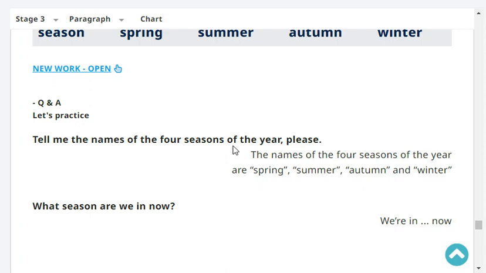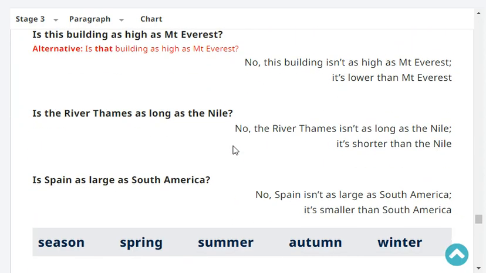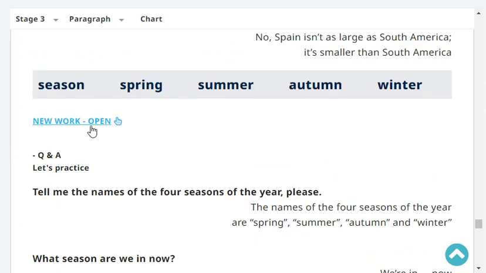Tell me the names of the four seasons of the year, please. The names of the four seasons of the year are... I'm sorry. So we overshoot. So that's the end of our revision. Let's have a new lesson. Okay. Repeat.